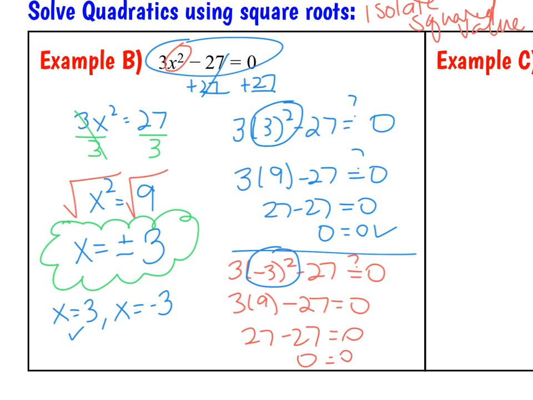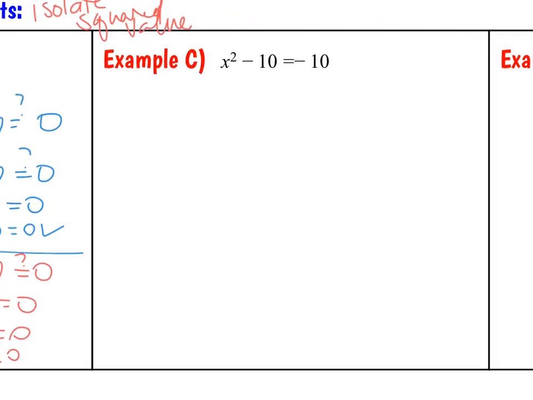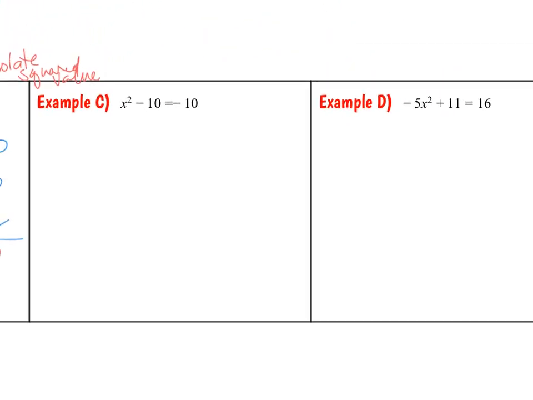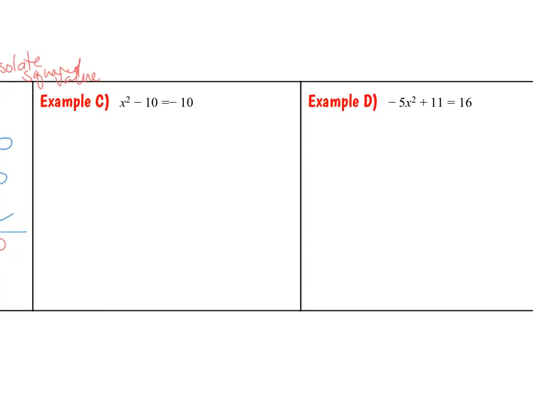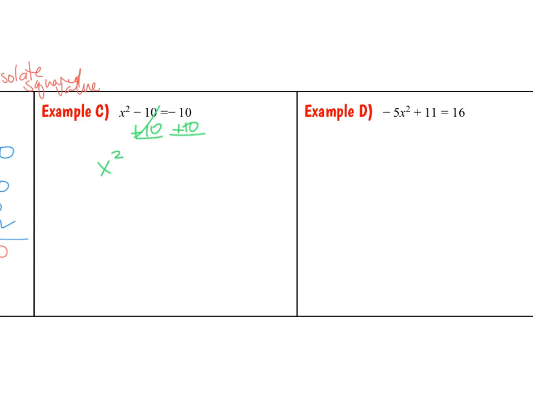So let's try two more examples here. We have x squared minus 10 equals negative 10. We want to isolate our squared value. So in this case, let's add 10 to both sides so we get the x squared by itself. So x squared equals 0. So what we want to do is, again, square root.